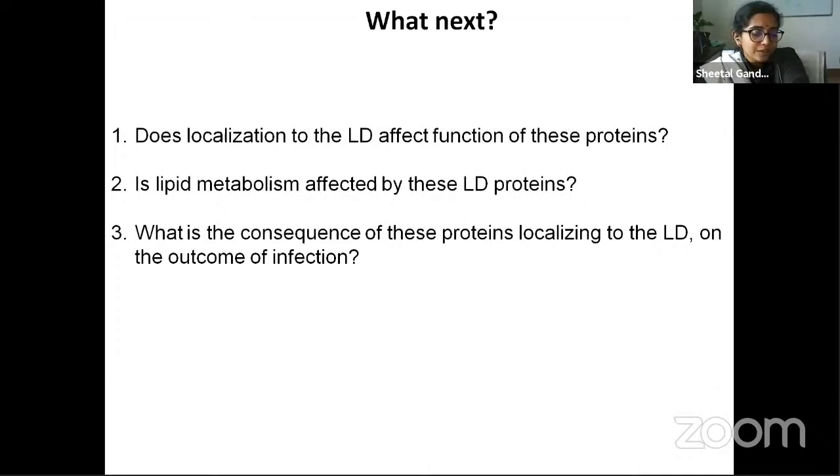So what are we working on next? We're trying to address whether the localization to the lipid droplet is affecting the function of these proteins. So these proteins are not only present on the lipid droplet. They're also known to be present elsewhere in the cell. But is the function of the protein really different at the lipid droplet or not? Is lipid metabolism affected by these lipid droplet proteins? Because they're localizing to the lipid droplet, do they have a direct role to play in lipid metabolism? Thirdly, what are the consequences of these proteins localizing to the lipid droplet on the outcome of infection? So these are some questions that we are actively pursuing in the lab.